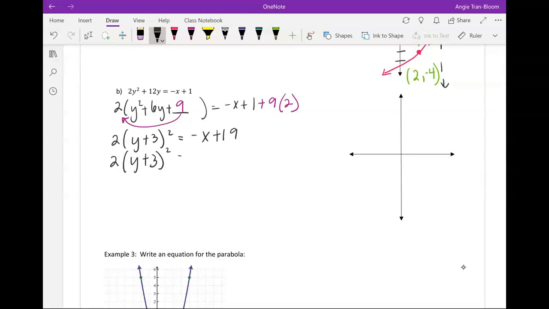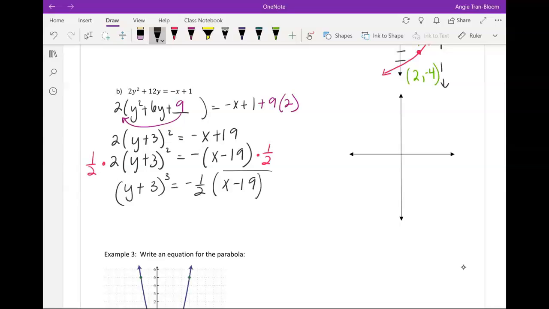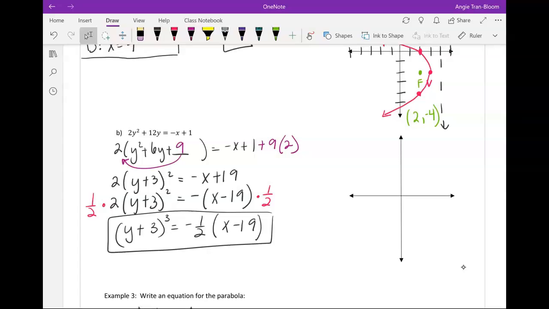But before I do that, I want to factor out a -1, so that means I have x minus 19. To get rid of this 2 in the front, I'm going to multiply that by a half. What I do to that side, I do to this side. Here is our equation: (y + 3) squared equals -1/2 times (x - 19). This is our equation. Okay. Now I need to answer the parts that they want: vertex, focus, and directrix. Here we go.